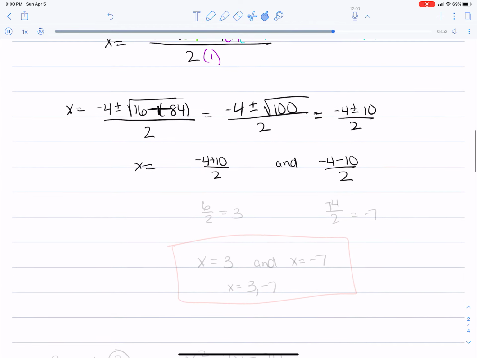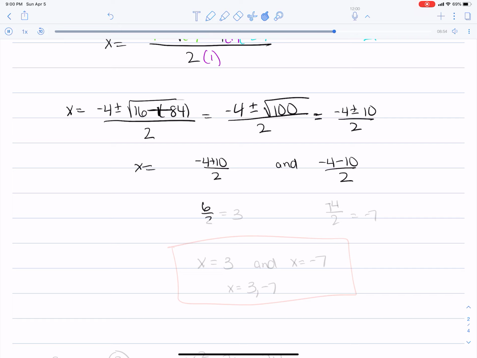So negative 4 plus 10 is going to give me 6 over 2. So one of my solutions is 3. And then negative 4 minus 10 is going to be negative 14 over 2, which is negative 7. So my solutions are x equals 3 and x equals negative 7. You can also just write x equals 3, comma negative 7. That's fine too.